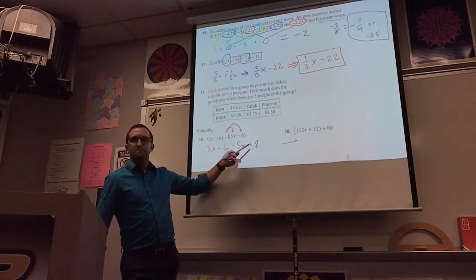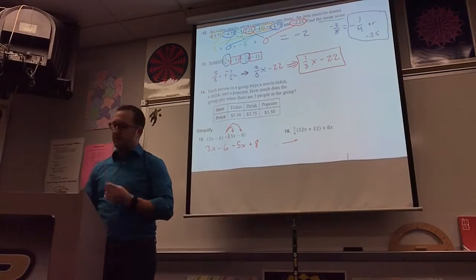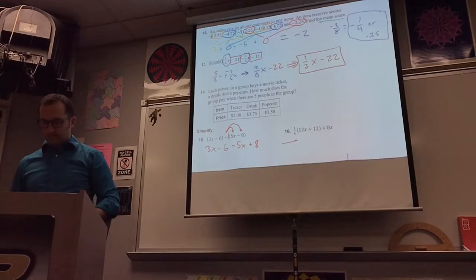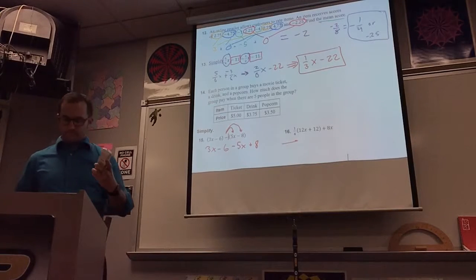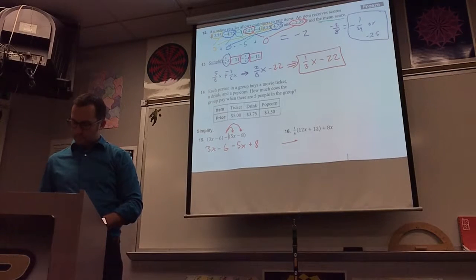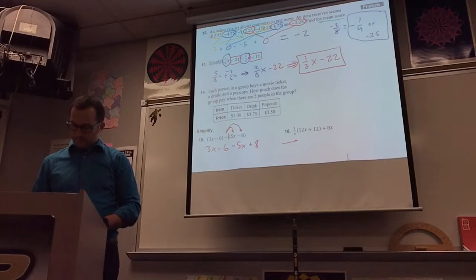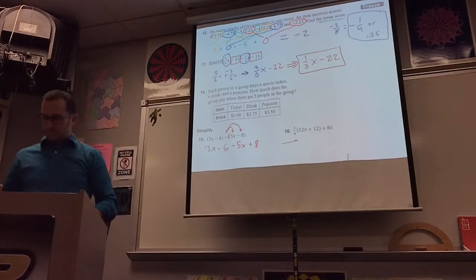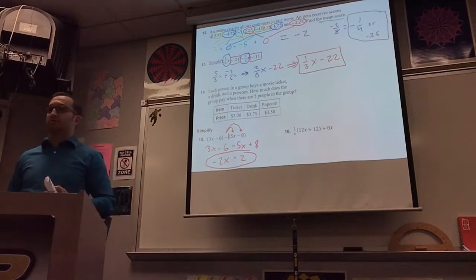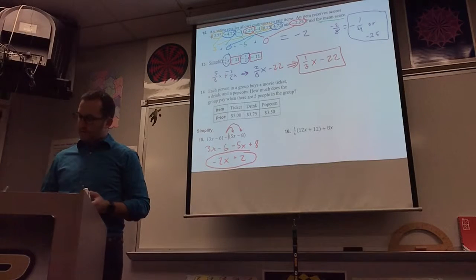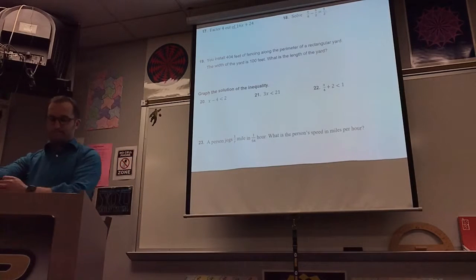Okay? That's a tricky question. I wanted you guys to do it. Finish that one up. Combine your like terms, finish that one up. Tell your neighbor what the answer is. And the answer was negative 2x plus 2. Let's skip to number 17.